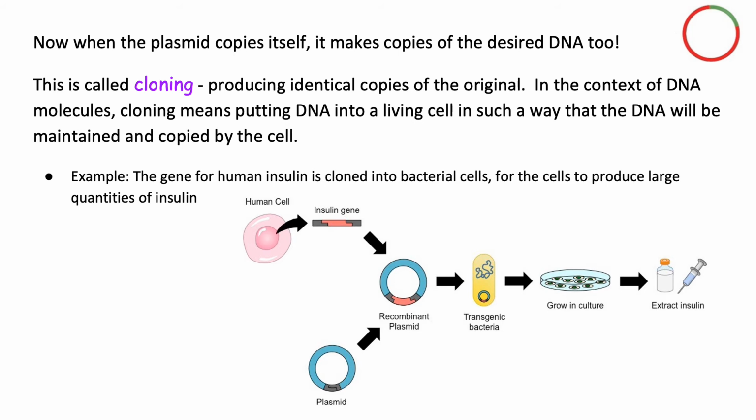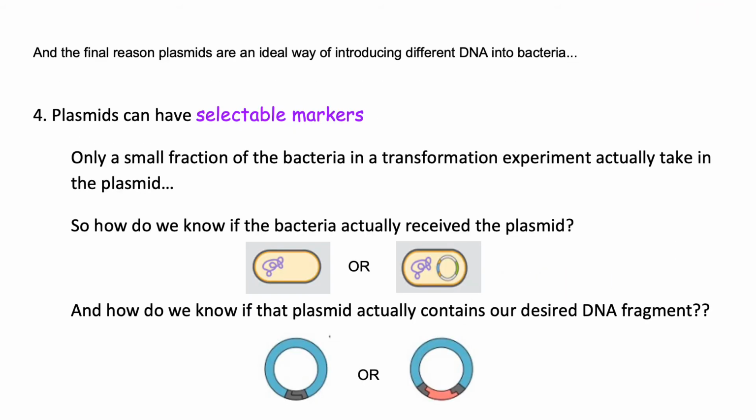The plasmid can then be transformed into the bacteria and grown in culture to produce large quantities of the insulin protein. And there's one more reason that plasmids are an ideal way of introducing different DNA into bacteria, and that is that plasmids can have selectable markers. When we do a transformation experiment and try to put a plasmid with the DNA that we want to study inside a bacteria, only a small fraction of those bacteria in the experiment actually take in the plasmid.